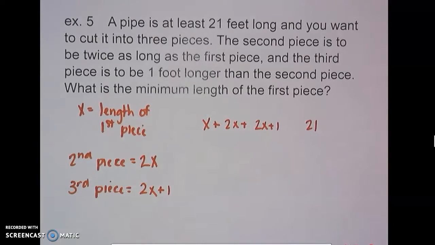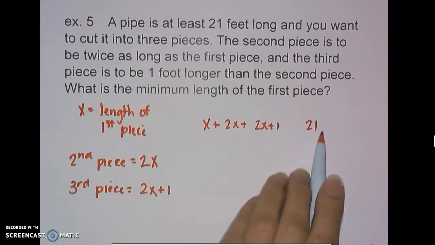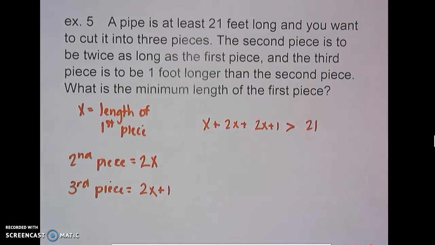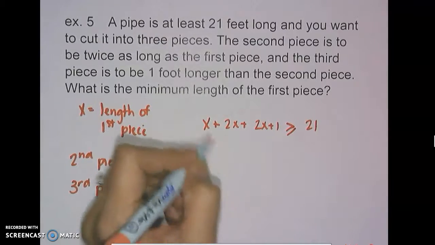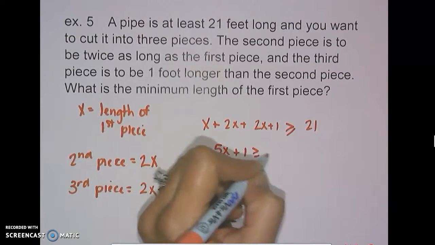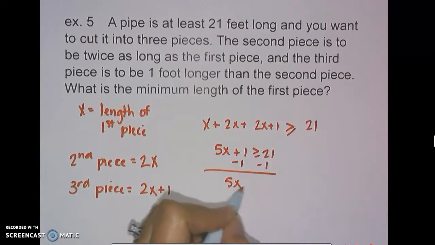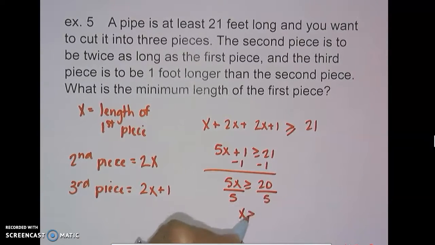Our total length is 21. Or it's at least 21 feet long. So does that mean that this side, the 3 pieces, are bigger than 21? Is the 21 bigger? So the 3 pieces are going to be bigger. And since it says at least, you can put equal to as well. And then we're going to solve. So this would give us a total of 5x plus 1 is greater than or equal to 21. And then solving further, we get 5x is greater than or equal to 20. One last step of dividing by 5, and x is greater than or equal to 4.